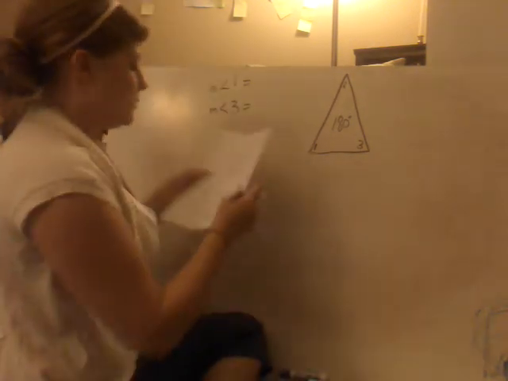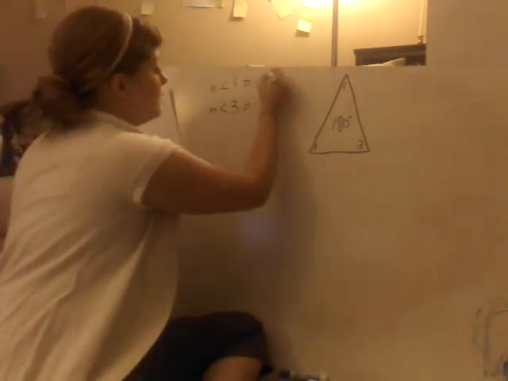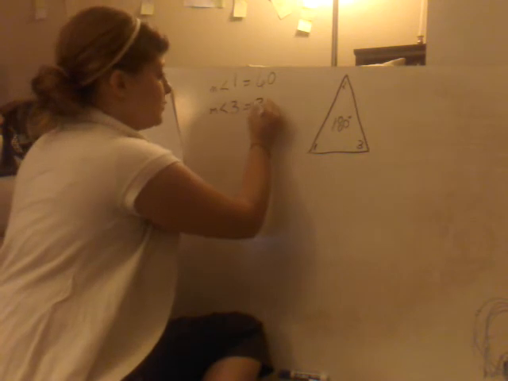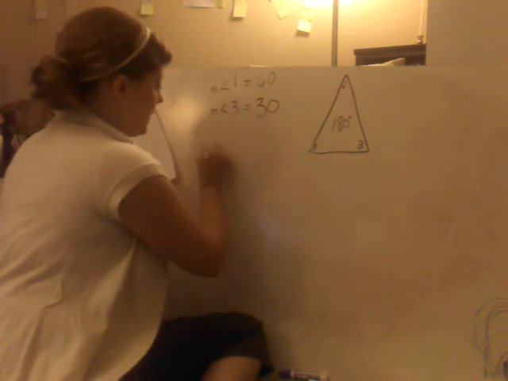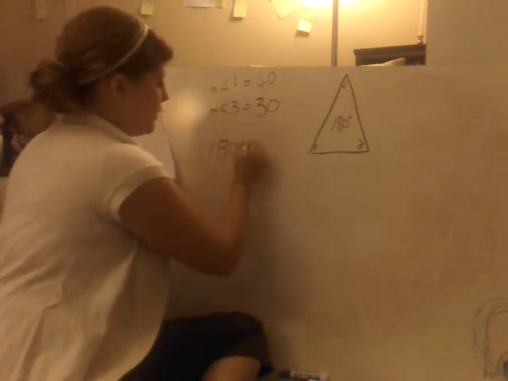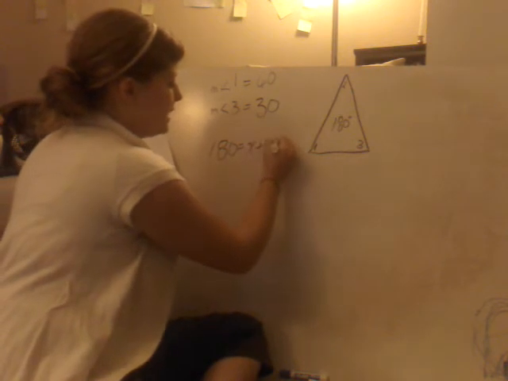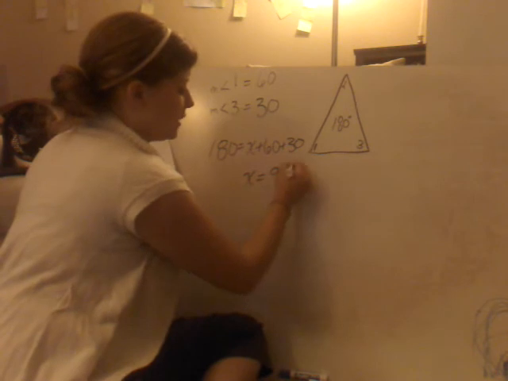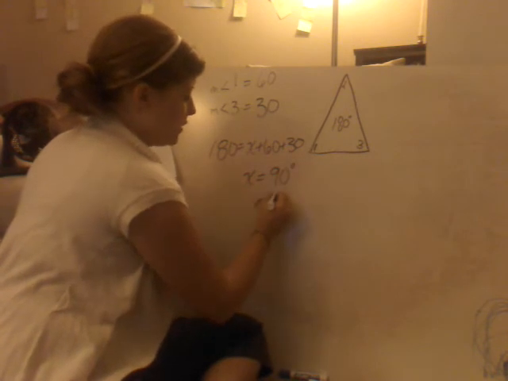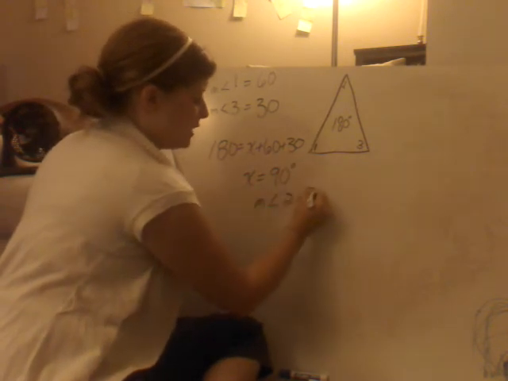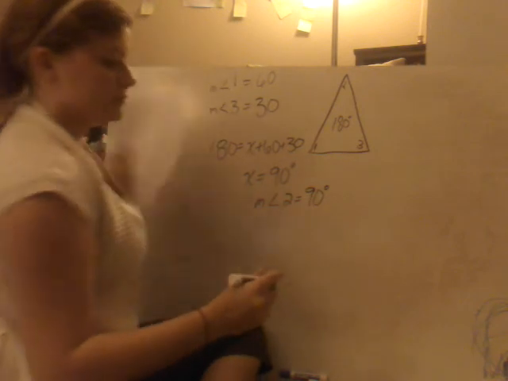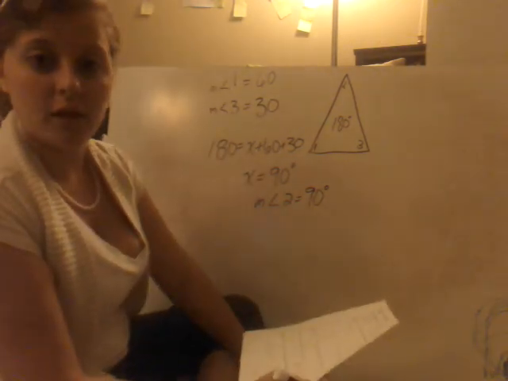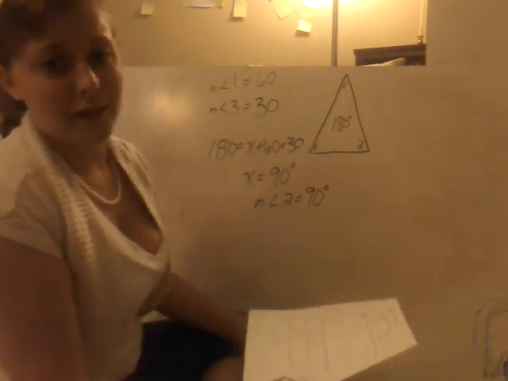Alright, so now I've got the measure of angle 1 is equal to 60. The measure of angle 3 is equal to 30. I do the same thing. 180 equals X plus 60 plus 30. X is equal to 90 degrees, or the measure of angle 2 is equal to 90 degrees. And that's all there is. There isn't any more.